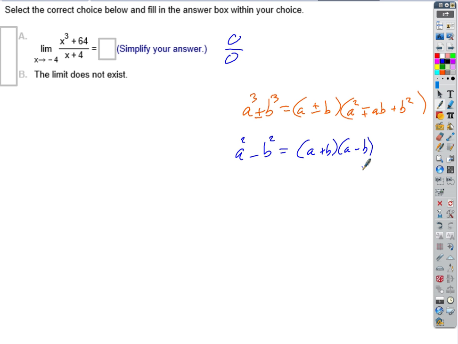Okay. And I know it's been a while since you guys have done this, but it'll come back. I mean, you're going to do this enough that without even really trying, it'll come back to you. So how could we do this? Let's finish it using this factoring method.